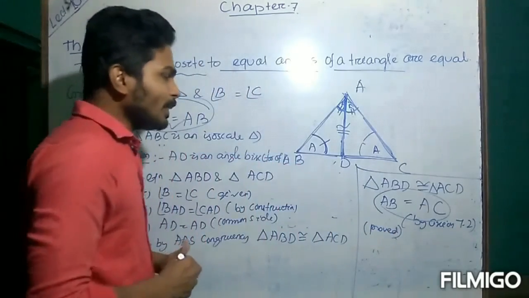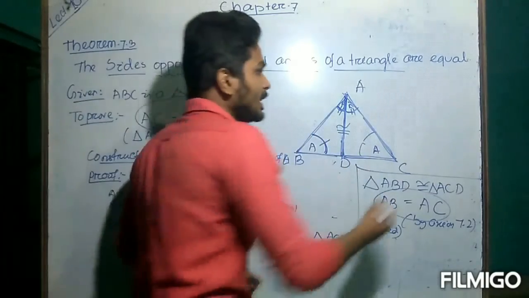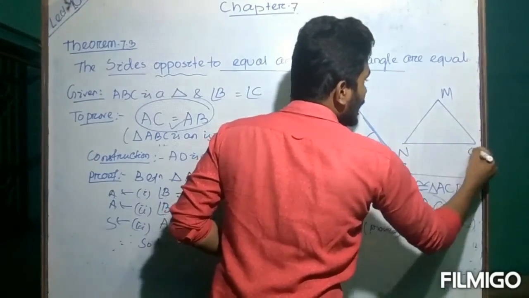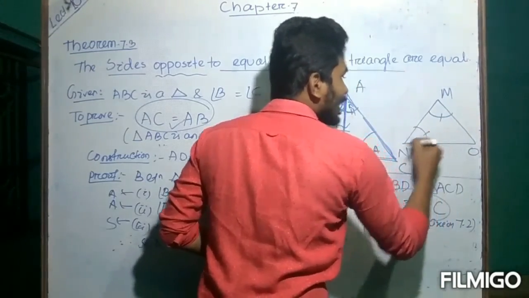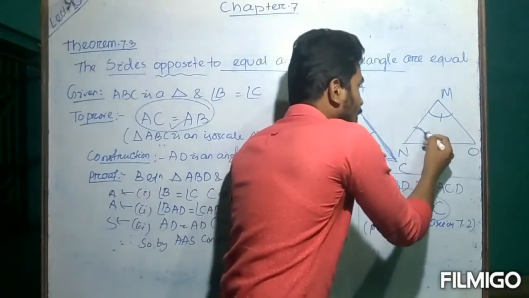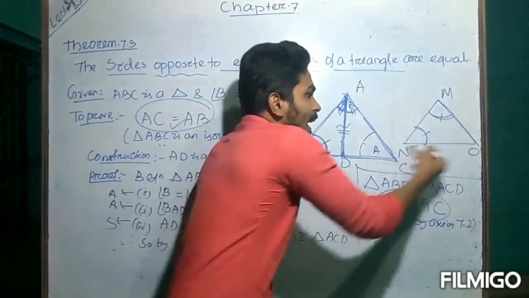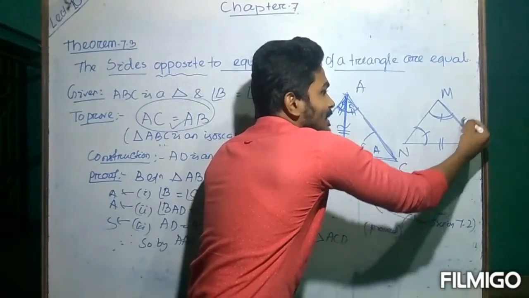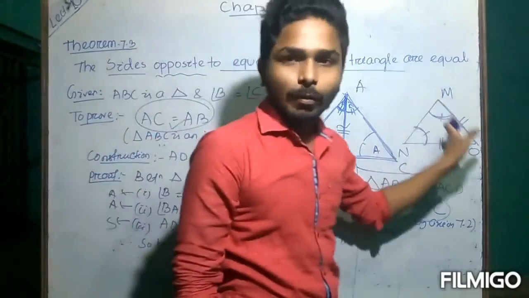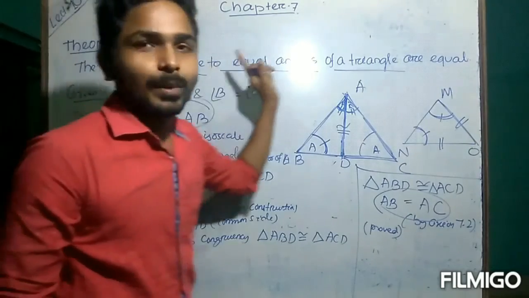So finally we have proved if in a triangle any two angles are equal, for this M and O, if this angle and this angle are equal, then their opposite sides, for example, the opposite side of N is MO and the opposite side of M is NO, then this side is equal to this side. Okay. So this is the theorem number 7.3.